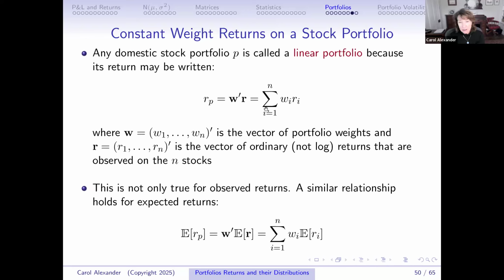It doesn't just apply to observed returns. You can have a similar relationship for expected returns as well. And I'm sure you've seen this before, that the expected return on a portfolio is just a weighted sum of the expected return on each asset.